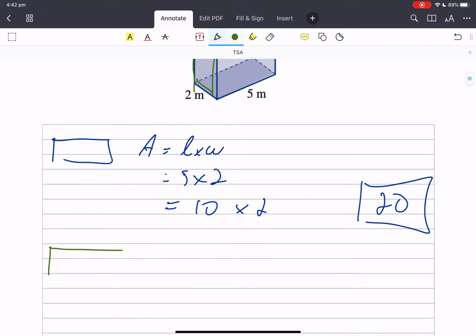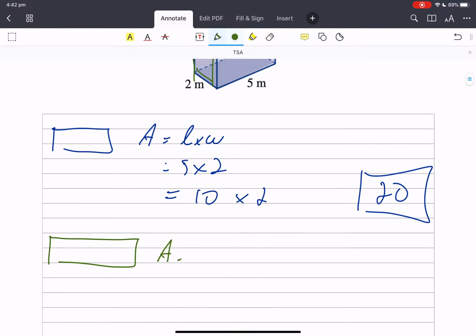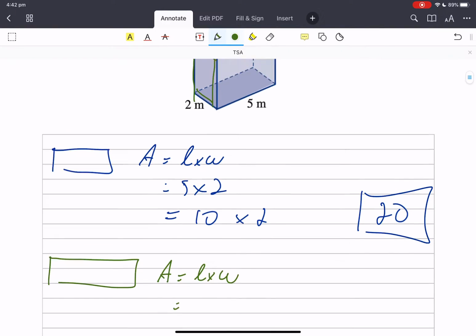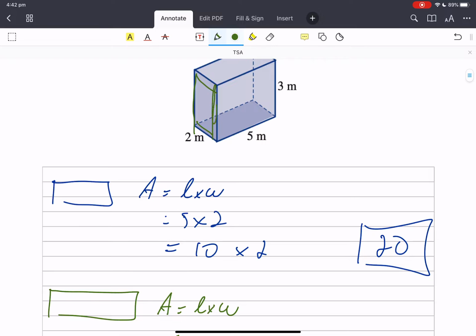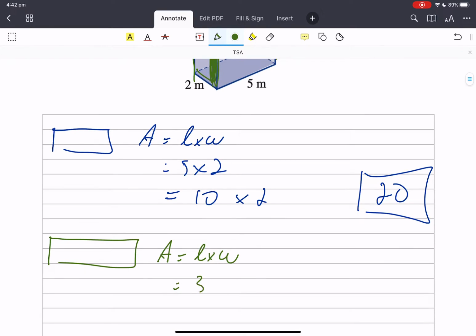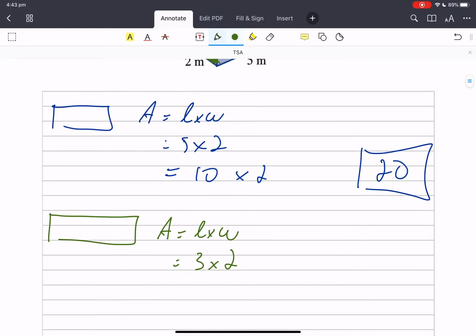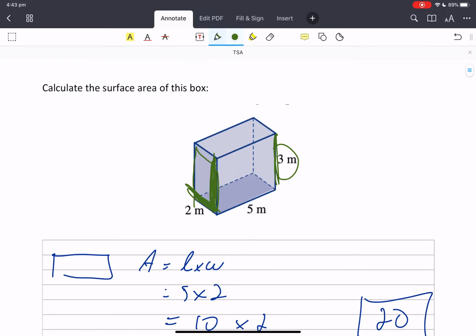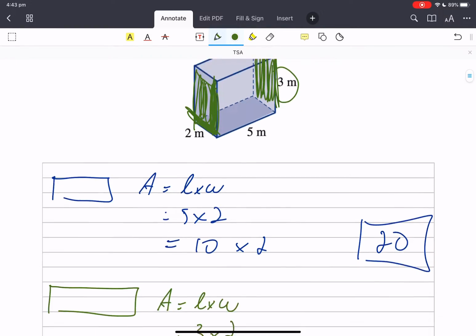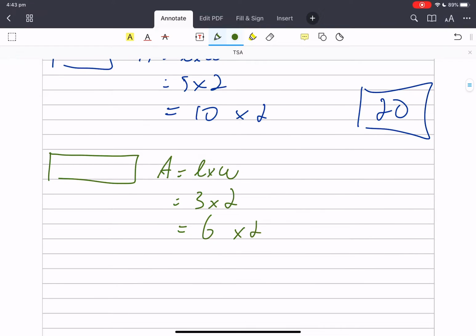So my green rectangle area equals length. How long is that? It's 3. What's the width? 2. 3 2s are 6. I've got one on that side and I've got the same rectangle on the other side, so I've got two of them. 12.